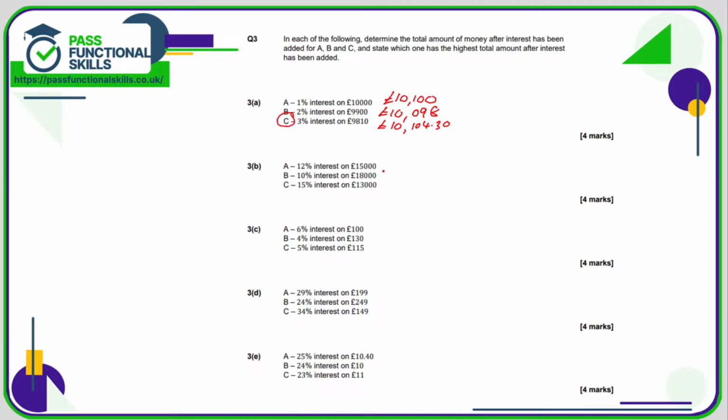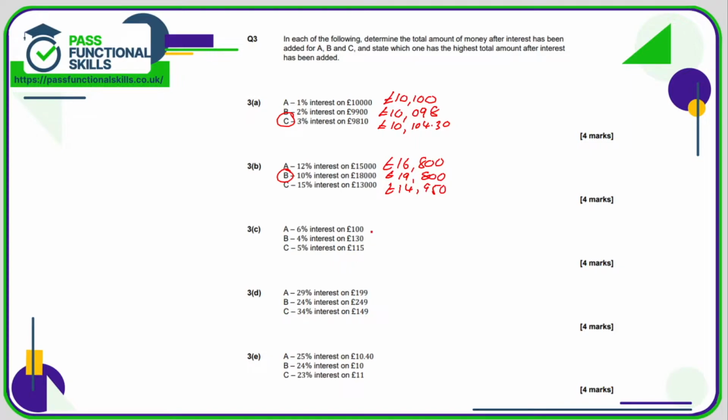For 3B, it's going to be 15,000 times 1.12. That comes to 16,800. For B, it's 18,000 multiplied by 1.10, or simply 1.1, and that comes to a total of 19,800. And finally, C is 13,000 multiplied by 1.15, and that comes to 14,950. So option B is the greatest amount.